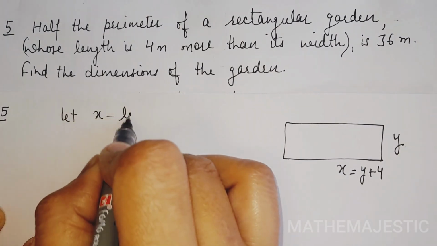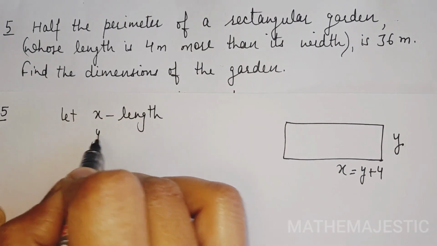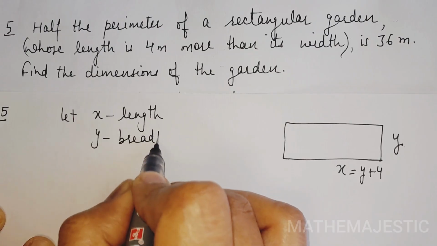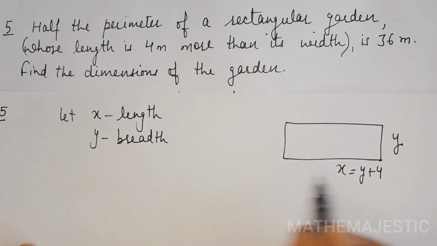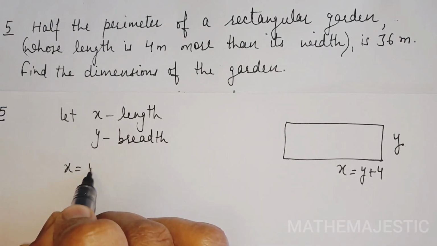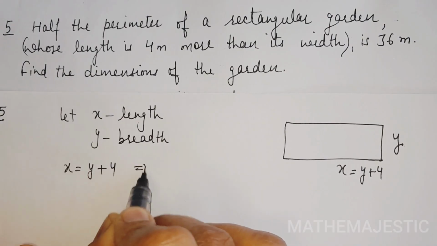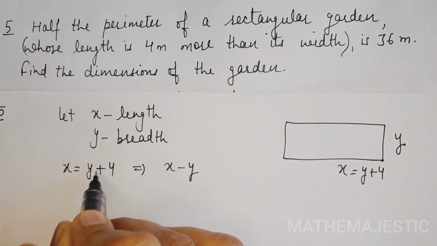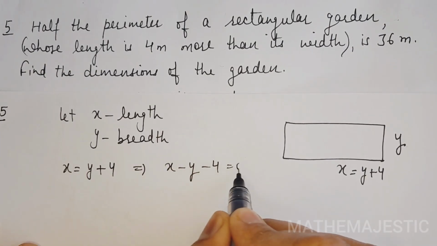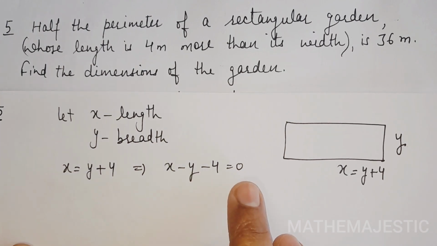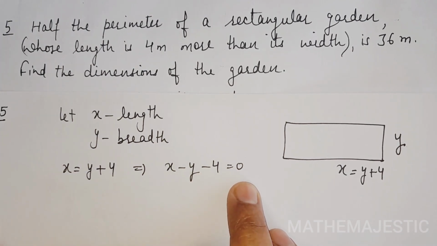Let x represent the length and y represent the breadth of the rectangular garden. So the first relation we got is x is equal to y plus 4. If we convert it into the linear standard form, we will shift all the values to the left side. We will get x minus y minus 4 equals 0. This is our first equation.